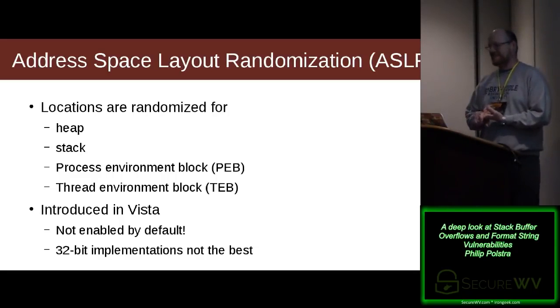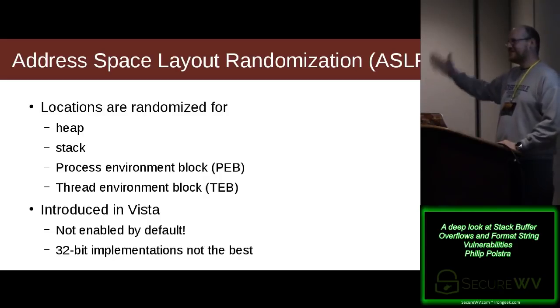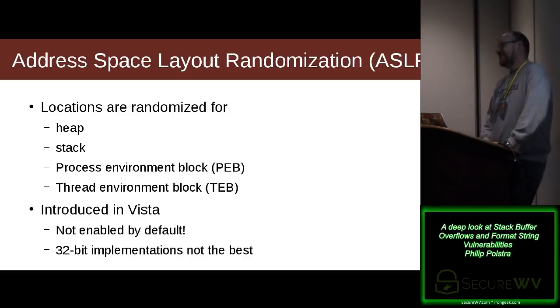Other things that can be done that make your life difficult: ASLR, Address Space Layout Randomization. Here's what gets randomized. This is for Windows. Linux is slightly different. They will randomize the heap. What's the heap? We haven't talked about that. You're correct, we have not. But the heap is the other way of allocating memory.